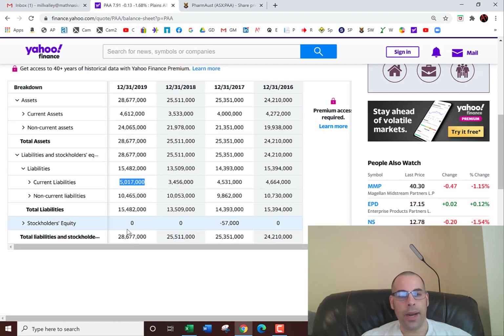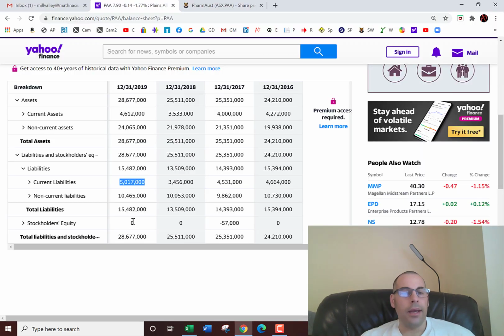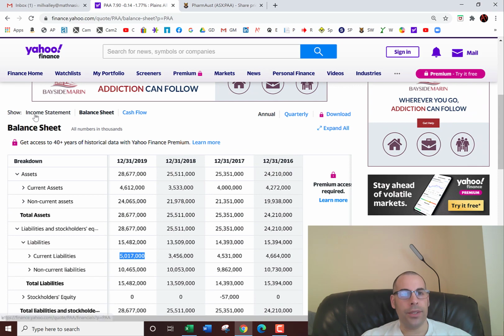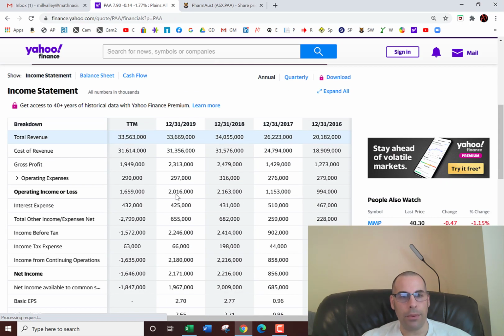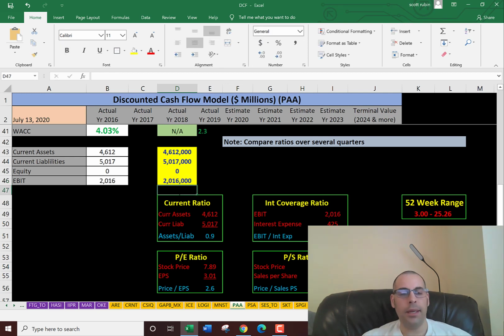And let's pull their equity, and it's zero. They have no equity on the balance sheet. That's not a good sign. Let's get their EBIT, earnings before interest and taxes. It's called operating income on the income statement, and that's $2 billion. And we need EBIT for when we calculate the interest coverage ratio later.